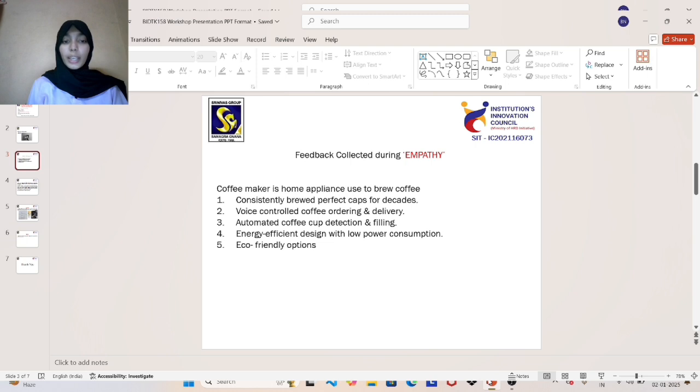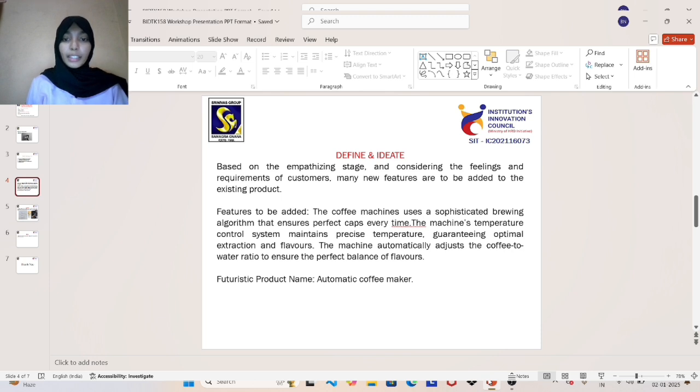Feedback collected during empathy. Coffee Maker is a home appliance used to brew coffee. Consistently brew perfect cups for decades. Voice controlled coffee ordering and delivery. Automated coffee cup detection and filling. Energy efficient design with low power consumption. Eco-friendly options.